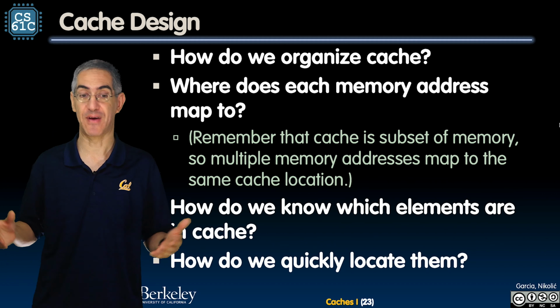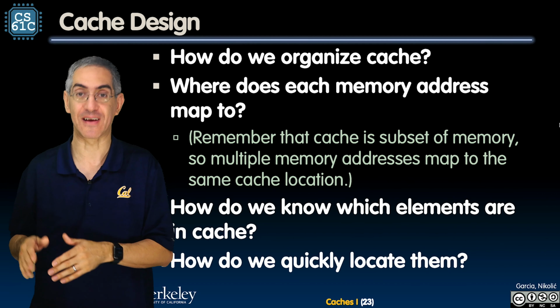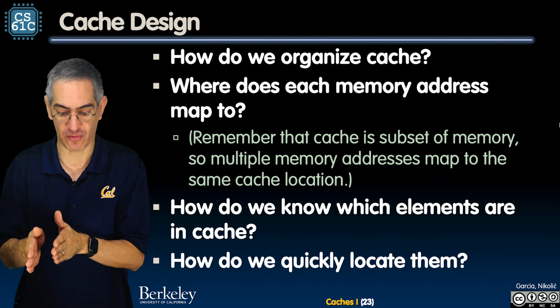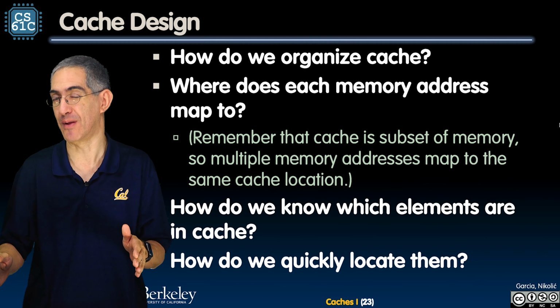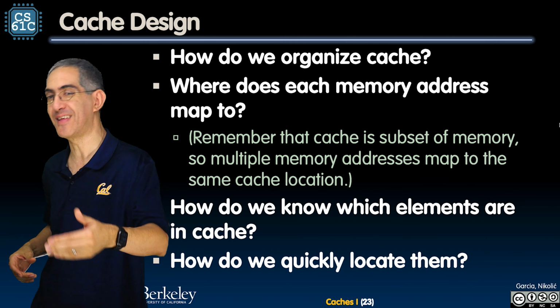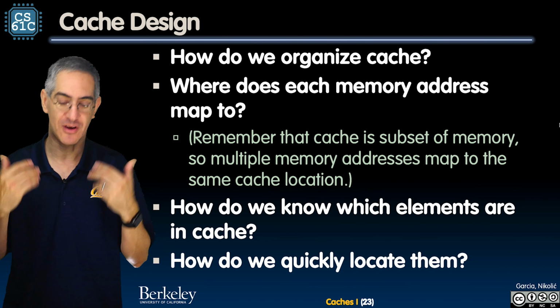And how do I quickly get them? Do I have to search linearly? How crazy would that be? Is it this one? No, this one. Is there a faster way to get to it quickly? I want to be able to get to it, know what's there, and know where it came from. That's what we're talking about in our cache design.